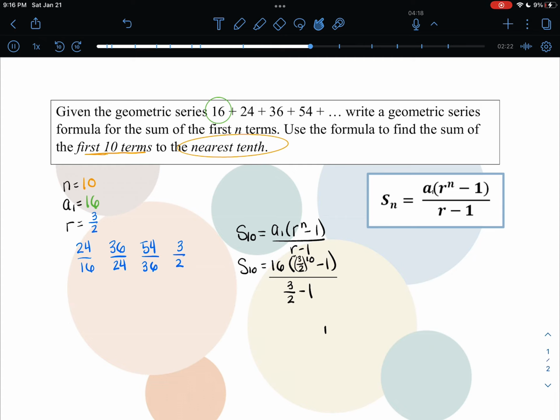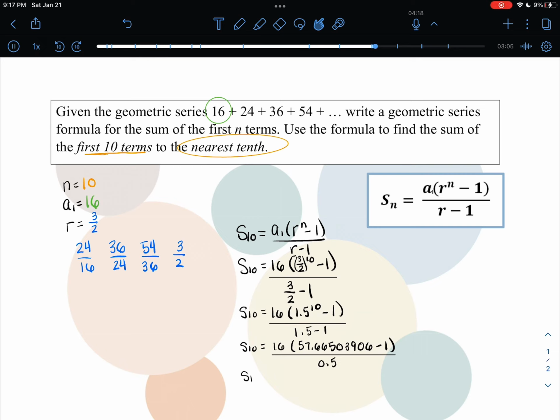minus 1. For ease of computation and putting into my calculator, I think I'm going to rewrite this as 16 times 1.5 to the 10th, which is the equivalent of 3/2, minus 1 over 1.5 minus 1. Simplifying even further, I have S10 equals 16 times 57.6653906 minus 1 all over 0.5. This then simplifies to S10 equals 16 times 56.6653906 all over 0.5.